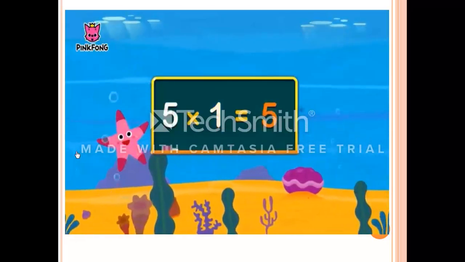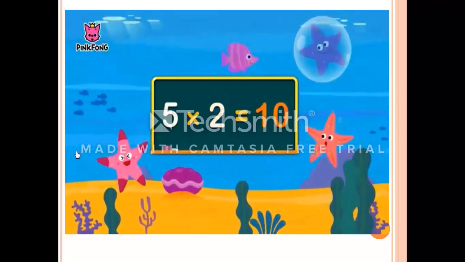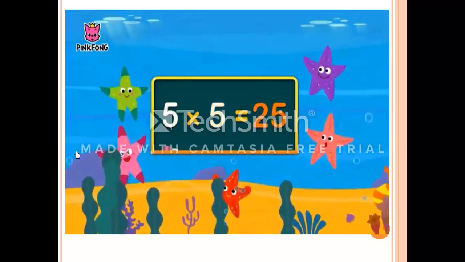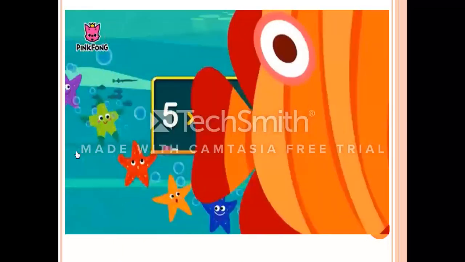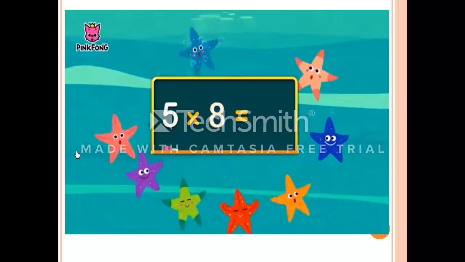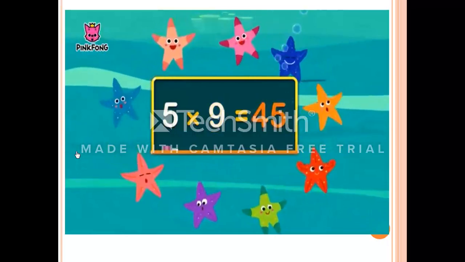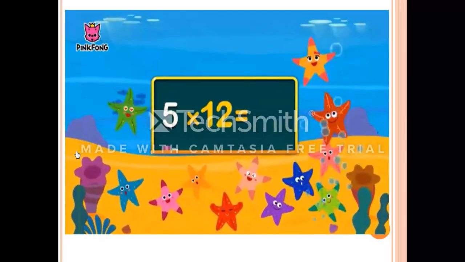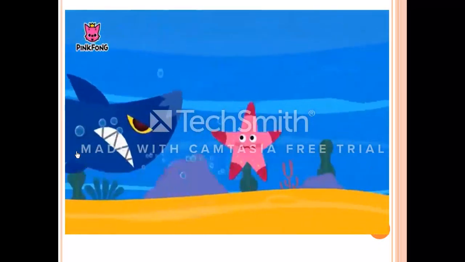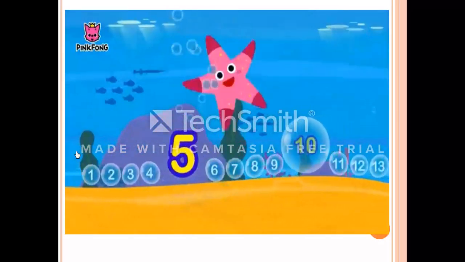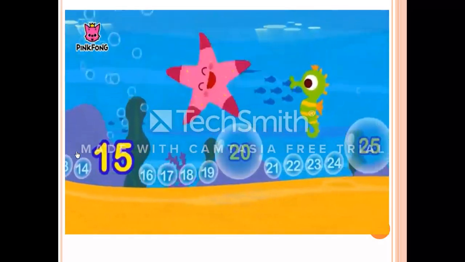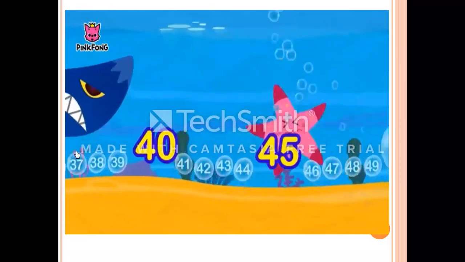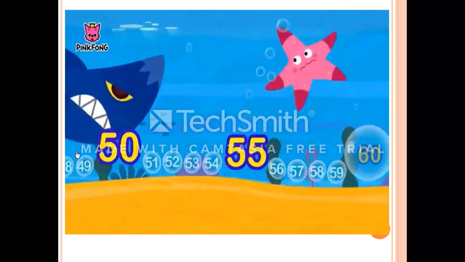5 times 1 is 5. 5 times 2 is 10. 5 times 3 is 15. 5 times 4 is 20. 5 times 5 is 25. 5 times 6 is 30. 5 times 7 is 35. 5 times 8 is 40. 5 times 9 is 45. 5 times 10 is 50. 5 times 11 is 55. 5 times 12 is 60. Count by 5. 5, 10, 15, 20, 25, 30, 35, 40, 45, 50, 55, 60.